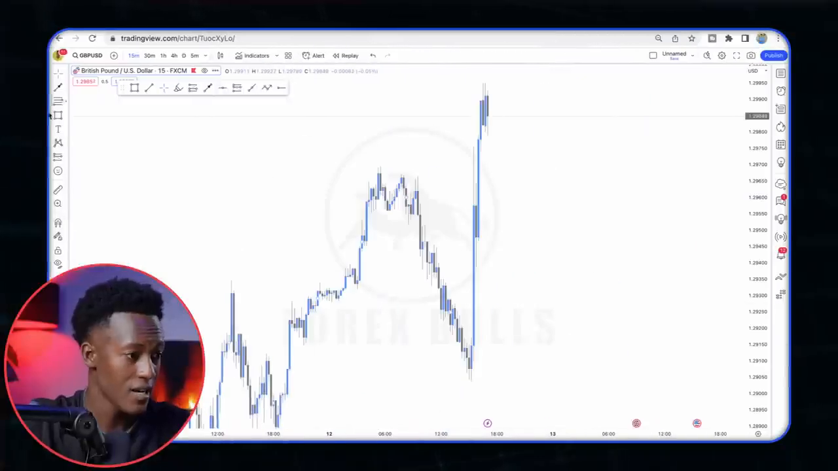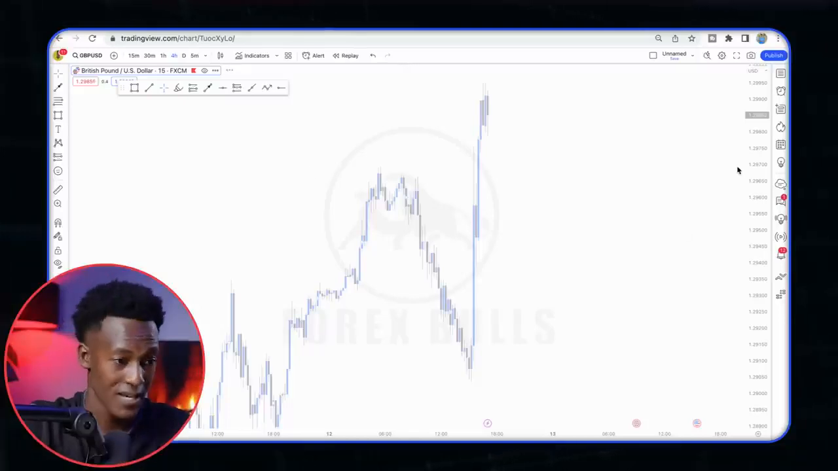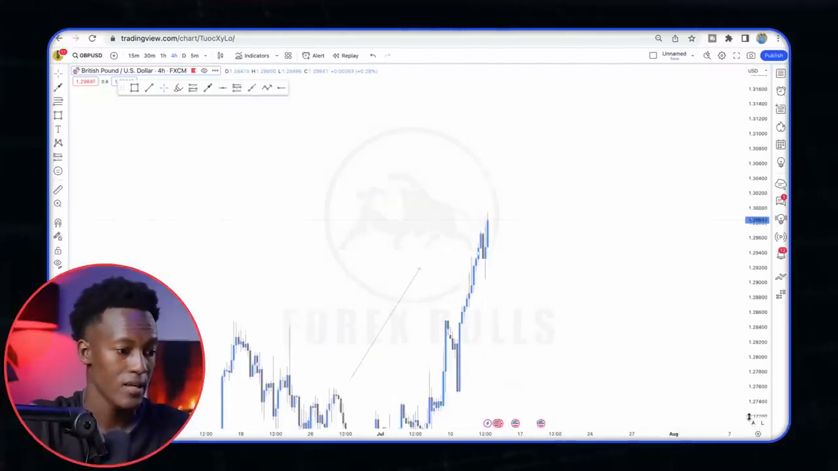Anyways, let's go back to it. Now, the first thing that we are going to look out for with GBP USD, obviously we have to go to bigger time frames. First, H4, and then there we go.